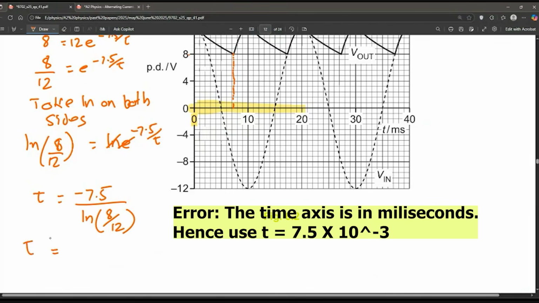What does your tau come out to be? हाँ जी, tau किसके इक्वल आ रहा है? Tau comes out to be 0.018 seconds. आ गई बात समझ में? Yes or no? अच्छा जी.